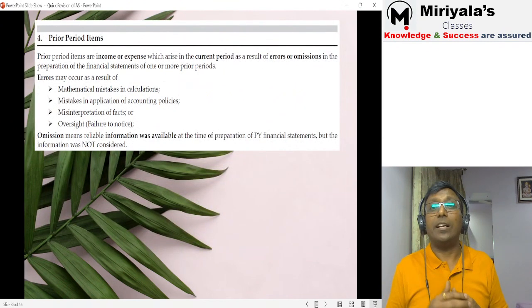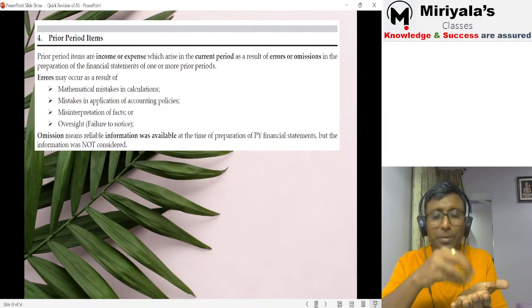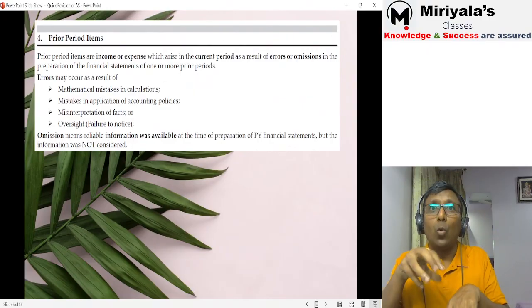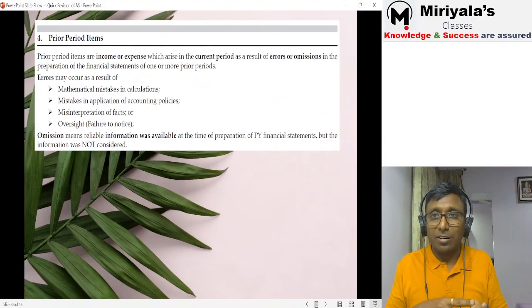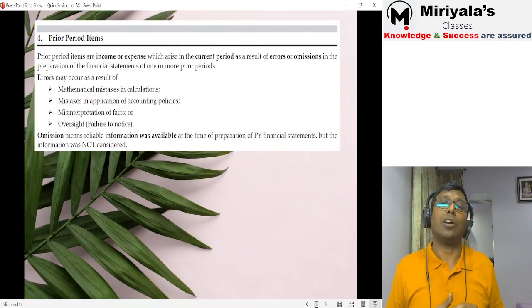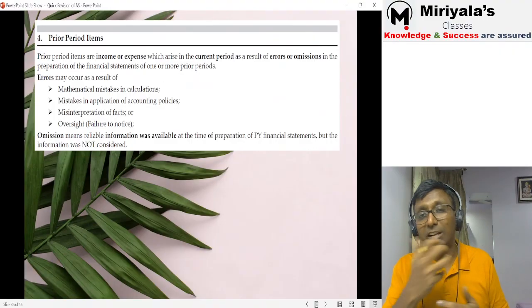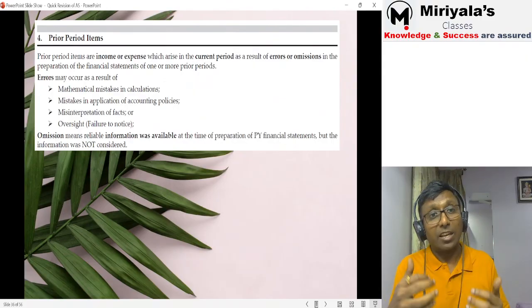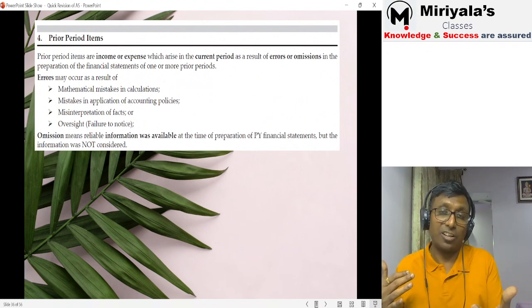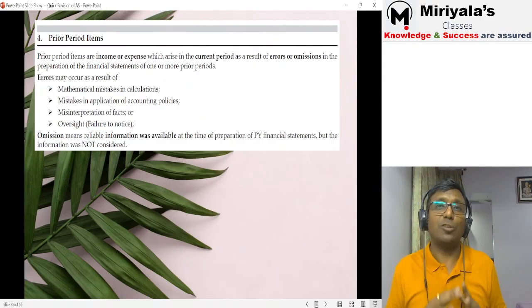So prior period item. What is a prior period item? The definition itself says a prior period item is an income or expenditure related to last year but recorded in the current year. Why is it recorded? Because of an error or because of an omission. What is an error? Error can be a mathematical error, a wrong application of accounting policy, or a wrong interpretation of facts. Error can be even a fraud. Unlike in auditing, here error also includes fraud.